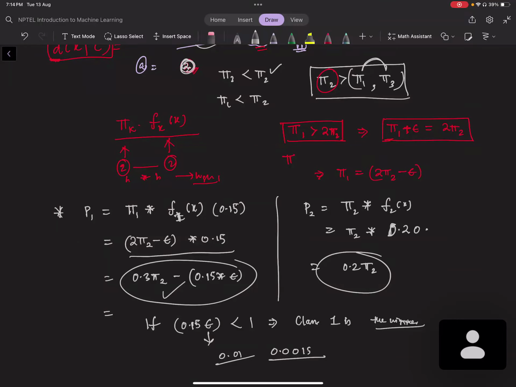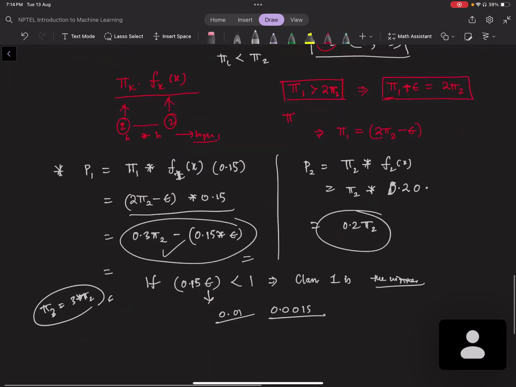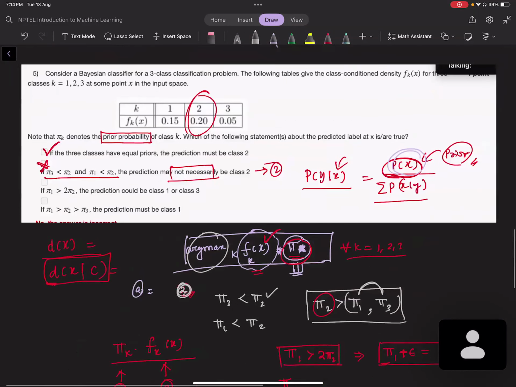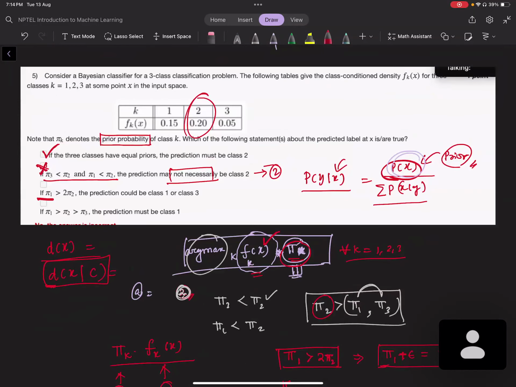And since we do not know about pi 3, it can be 3 times pi 2, and so class 3 can also be an ideal candidate. So the statement that if pi 1 is greater than 2 pi 2, the prediction could be class 1 or class 3, is true. It can be class 1 or it can be class 3.